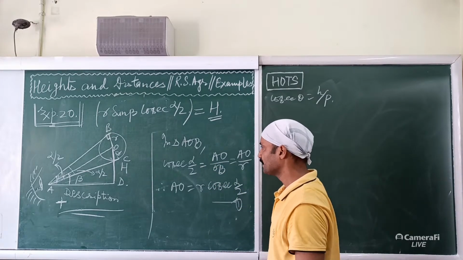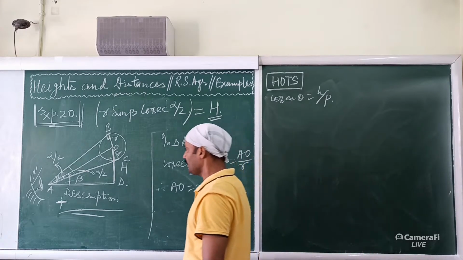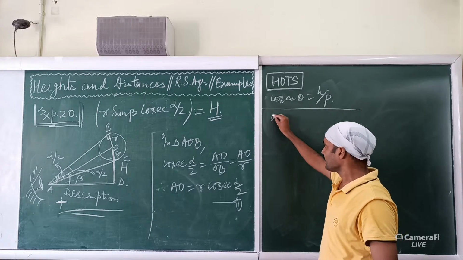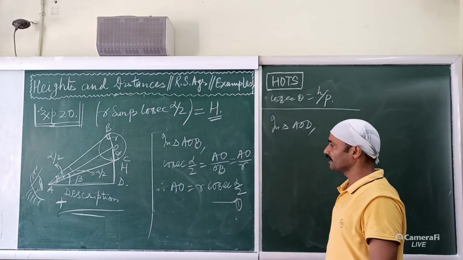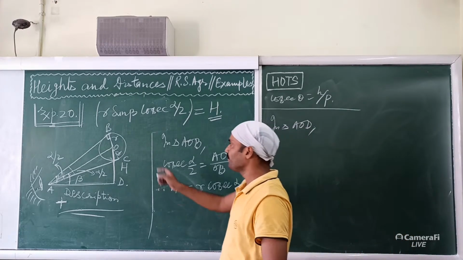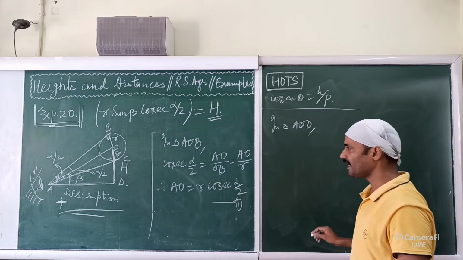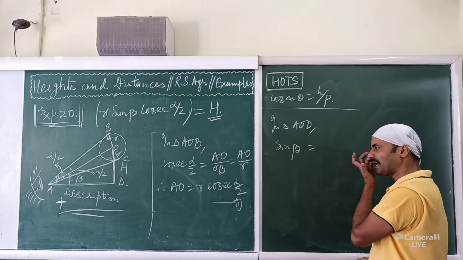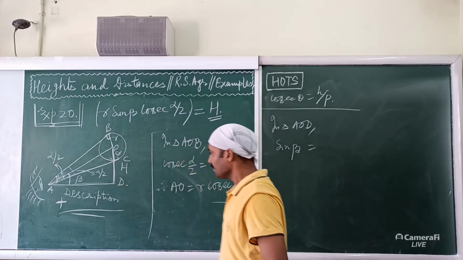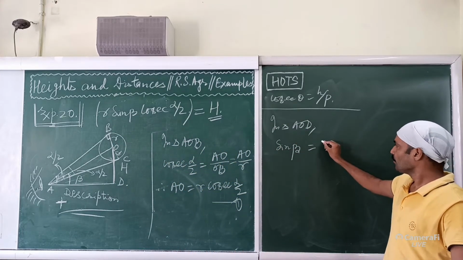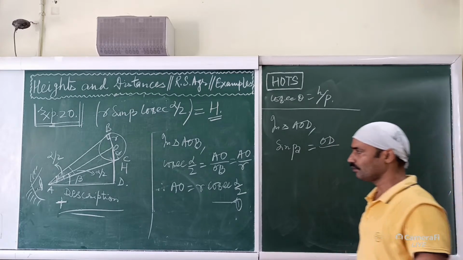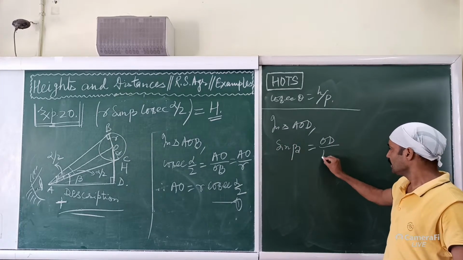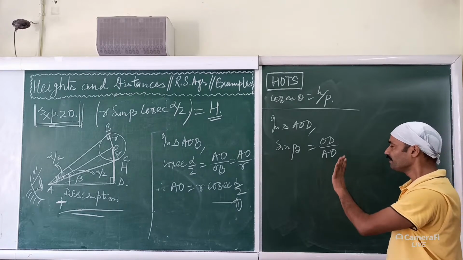This is relation 1. Now for angle beta, we need to take triangle AOD. In triangle AOD, what we have to find? We have to find sine for angle beta. Sine beta is perpendicular by hypotenuse, P by H. This is OD by hypotenuse, opposite to angle D, this is 90 degrees. That is AO. See here, AO we have got the result.